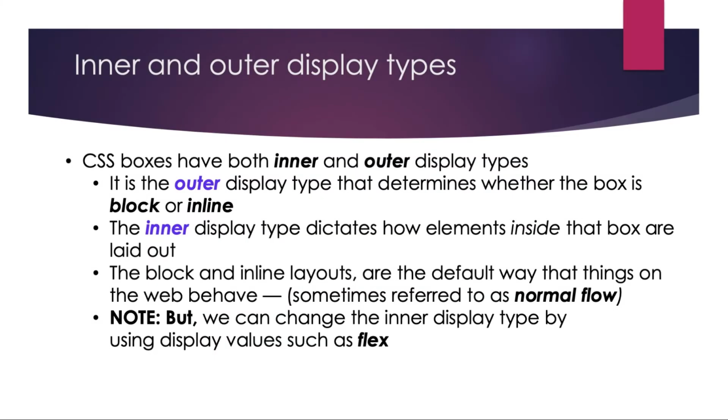I'd like to underscore the difference between the inner and outer display type. CSS boxes have both of them. It's the outer display type that determines whether the box is either block or inline. The inner display type dictates how elements inside the box are laid out. The block and inline layouts are the default way that they work, and sometimes this is referred to as normal flow. However, we can change the inner display type by using display values such as flex. So we're going to get to flexbox and grid and all those types of things for layouts in later classes, but I wanted to make mention of it here in case you came across this, to really understand the difference of what's making these things either block or inline.